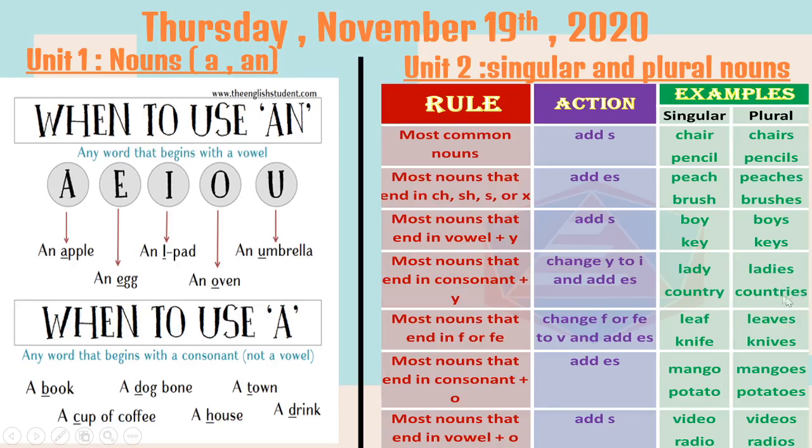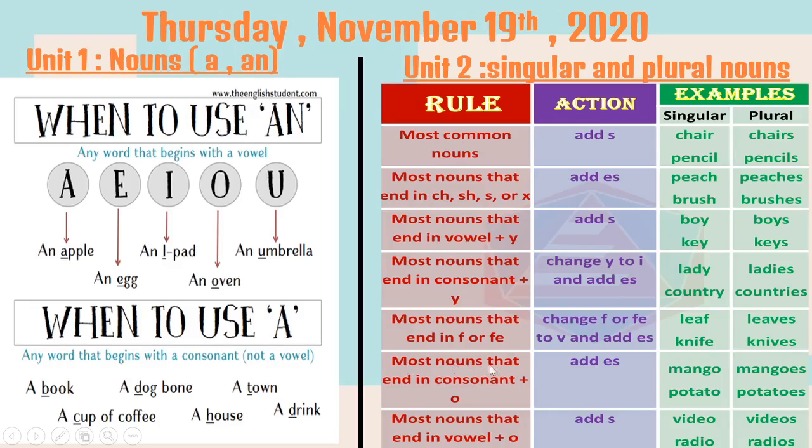So countries. Most nouns that end in f or fe, we need to change that to v, and after that we need to add es. Look at this one, life. We need to change f to ves, lives, right? Knife, fe, right? So we need to change it to ves, knives.